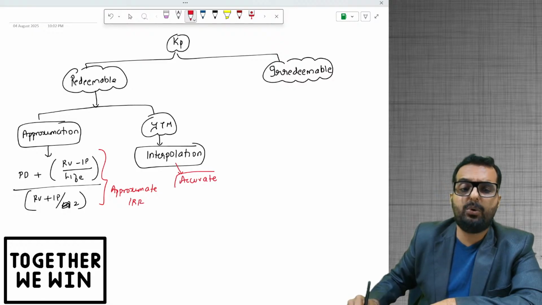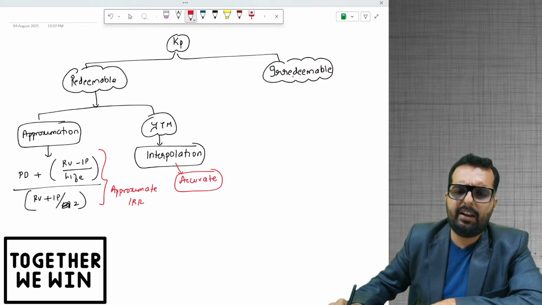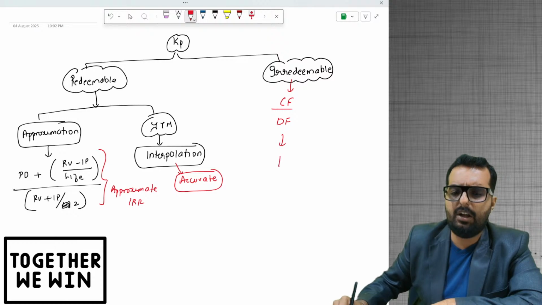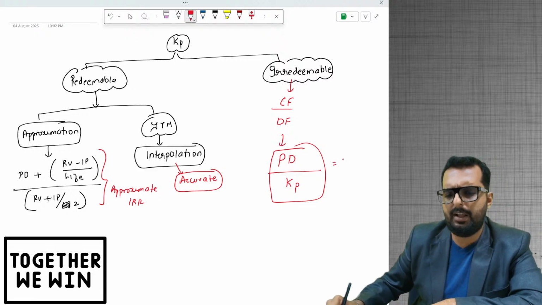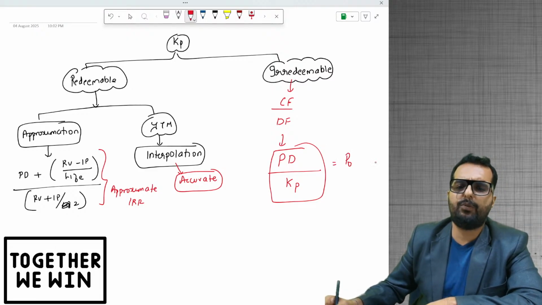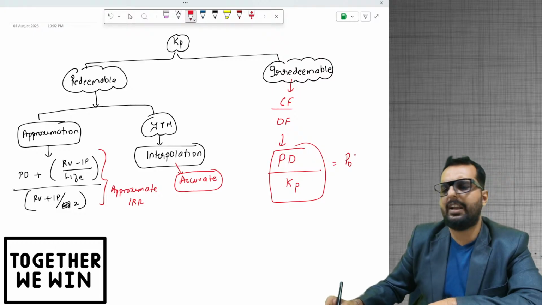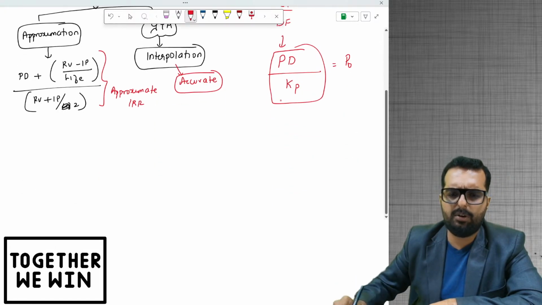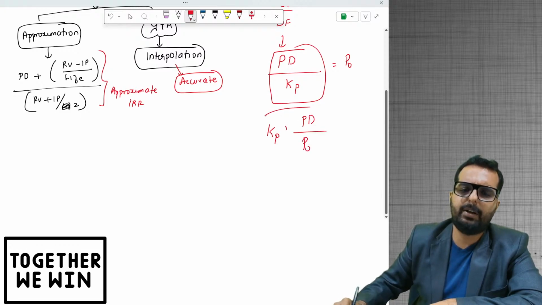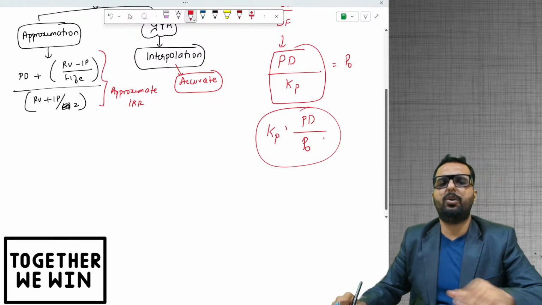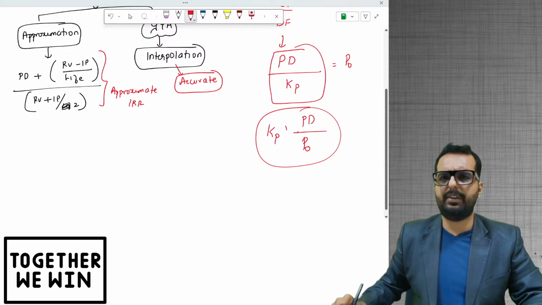Okay, so the first one will be your approximate IRR, whereas the second one will be your accurate IRR. Irredeemable, again the formula will be cash flow divided by discounting factor, or it will be preference dividend divided by KP. Everybody clear with this part? That is equal to the price. So if you want to find out KP, what will you do? You will take it the other way around. KP is equal to PD divided by P0. Everybody clear with this part?